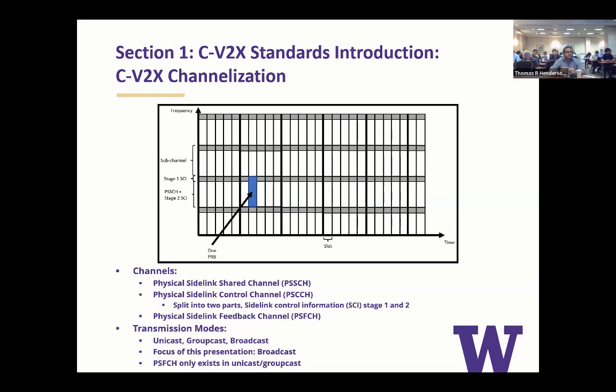In time, the channel is broken up into slots. Mode 2 does support numerology. We'll assume the subcarrier spacing is set to the minimum allowed index, so one slot is 1 millisecond. For the rest of the talk, we will call a combination of one subchannel and one slot a physical resource block, or PRB.